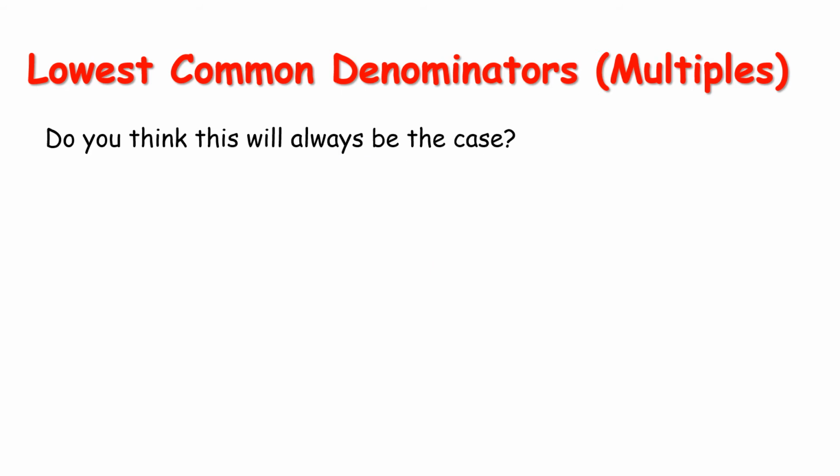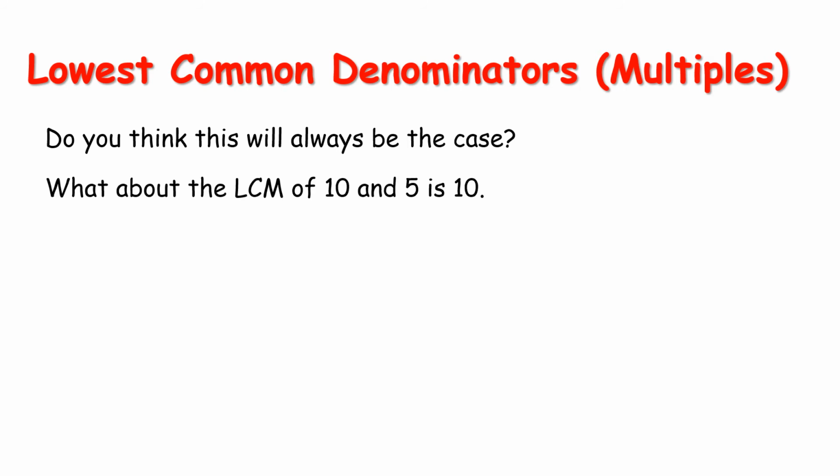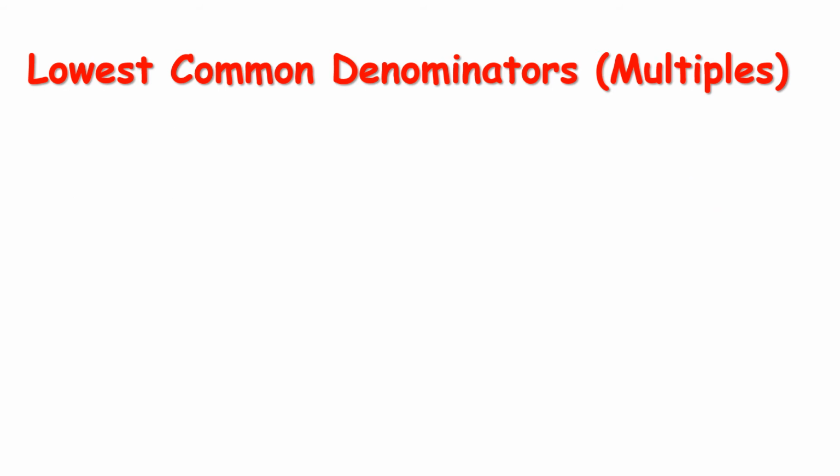Do you think this will always be the case? Do you think this will always work? So is this something that sometimes works, always works? Well, what about the lowest common multiple of 10 and 5? It is 10. So that means, should it not be 5 by 10 being 50 by the logic we had in the last slide? So, okay, it's not always going to be the case.